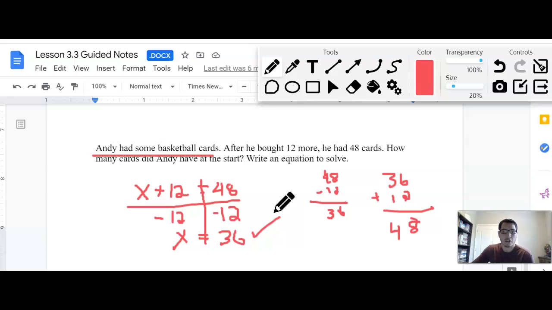All right, that is lesson 3.3, solving addition and subtraction equations. Remember, if there's a subtraction problem, you have to do the inverse, which is addition. Whatever you do to one side, you must do to the other side. If it's an addition problem, you do the inverse, which is subtracting. Always make sure your answer checks out. I like doing the check marks in a lot of my problems by showing my work over here and making sure that it does work.